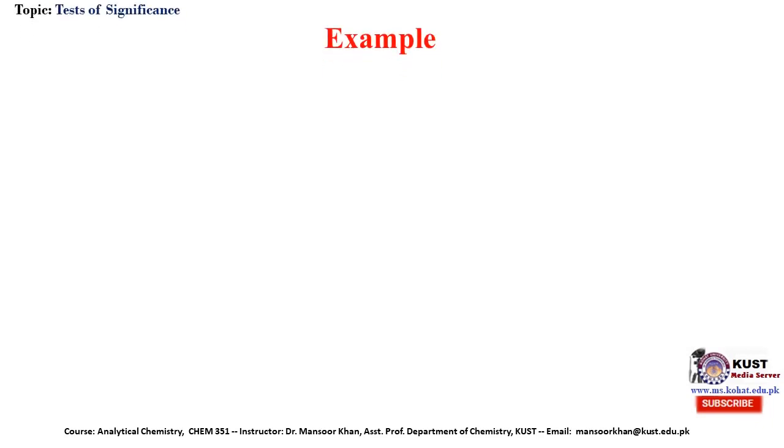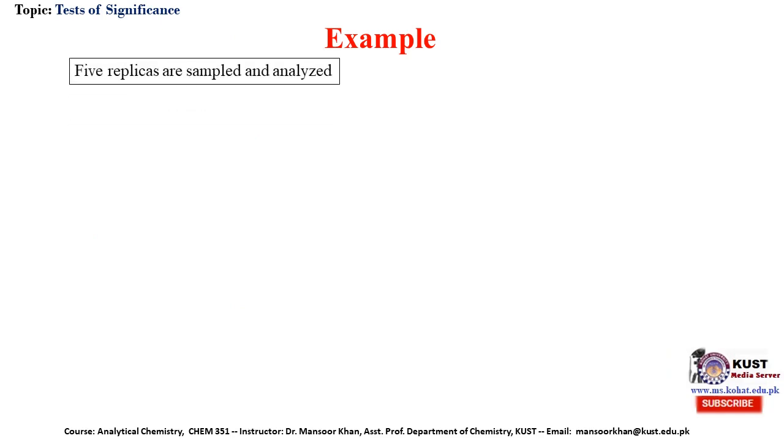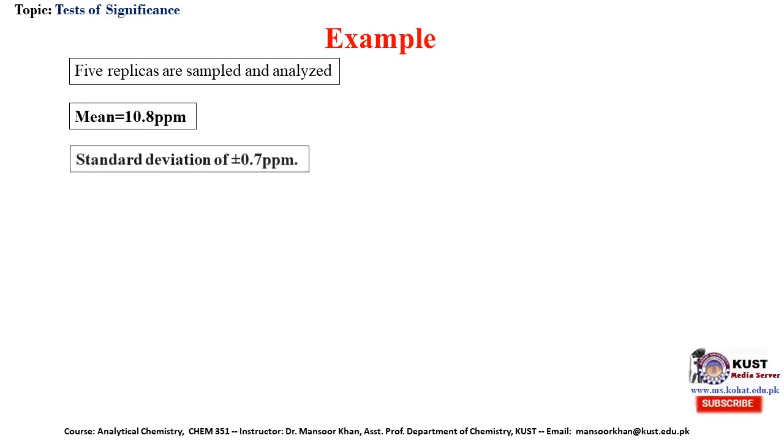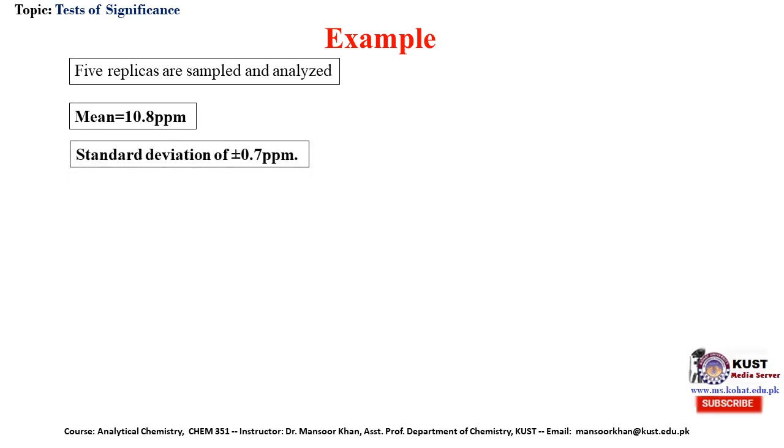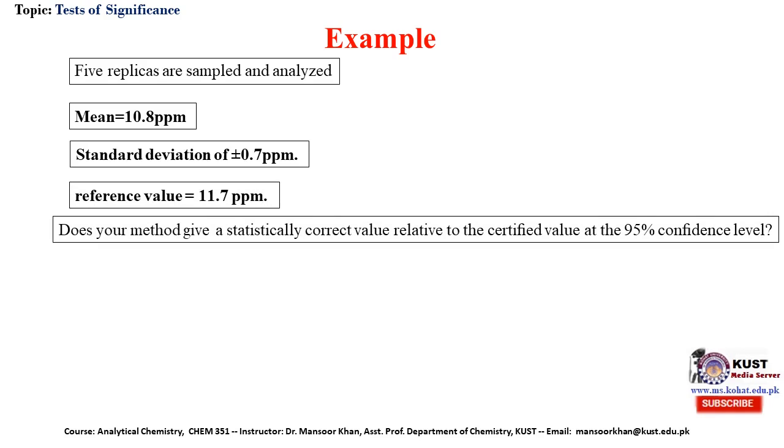So here we will take an example of how this t-test can be applied. We have 5 replicas sampled and analyzed. The mean of the result is 10.8 ppm, the standard deviation is plus minus 0.7 ppm, and the reference value is 11.7 ppm. Does your method give a statistically correct value relative to the certified value at 95% confidence level?